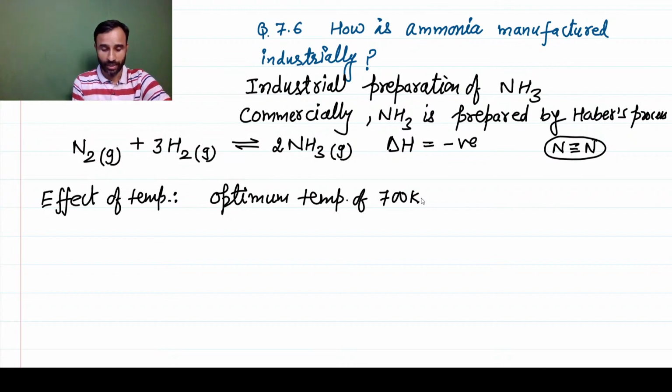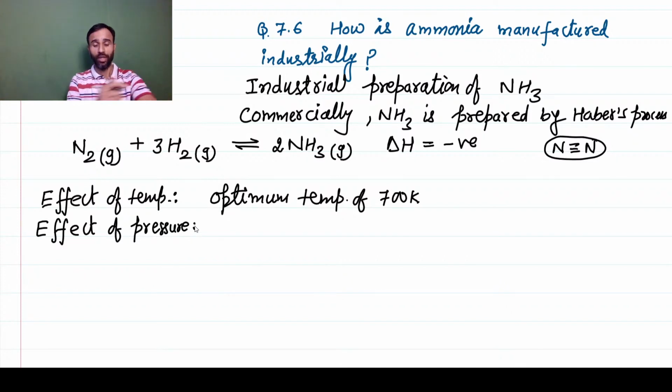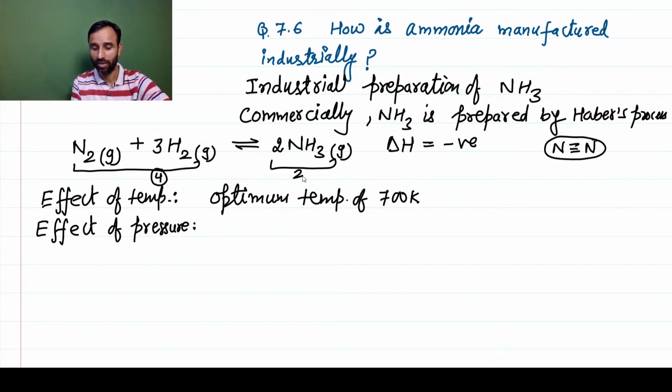Okay. Next, effect of pressure. If you see on the reactant side, how many moles are there? There are 4 gaseous moles. On the product side, there are 2 gaseous moles. That means the forward reaction is favored by a decrease in gaseous moles. The number of moles decreases on the product side.